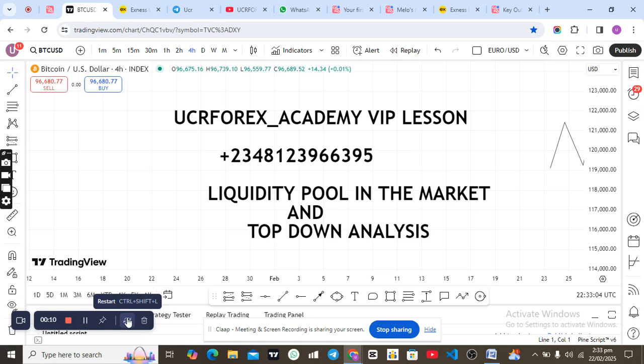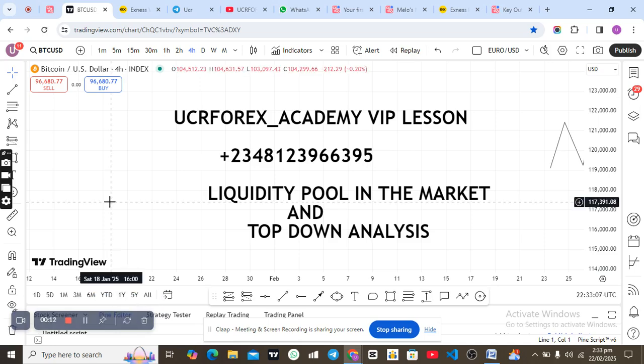So, in today's lesson, we'll be talking about liquidity pool in the market, and then we'll try to understand again what is top-down analysis and how we can actually practice top-down analysis. Most of you might have heard that name before, or maybe liquidity pool as well. We don't even know how to spot liquidity in the market.